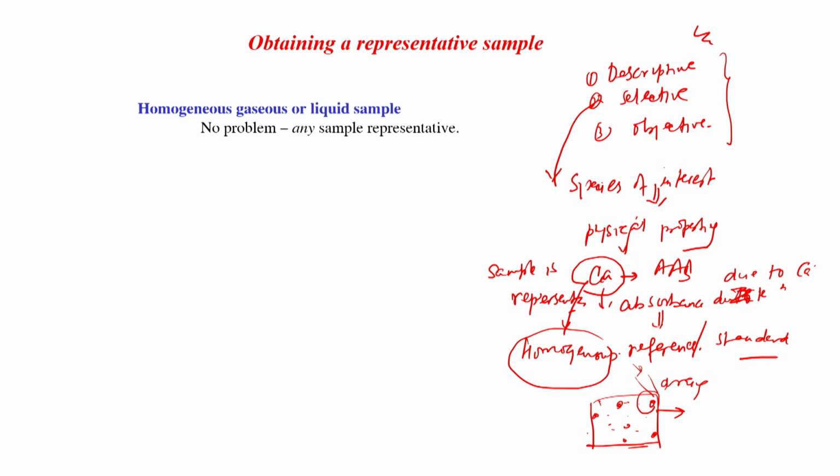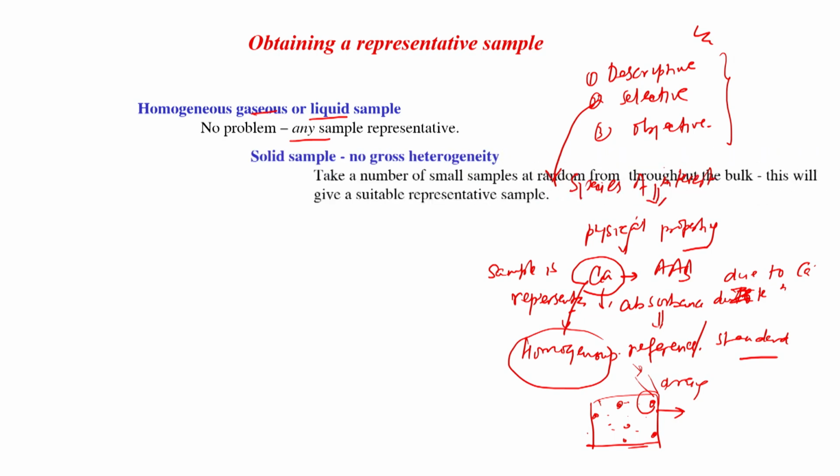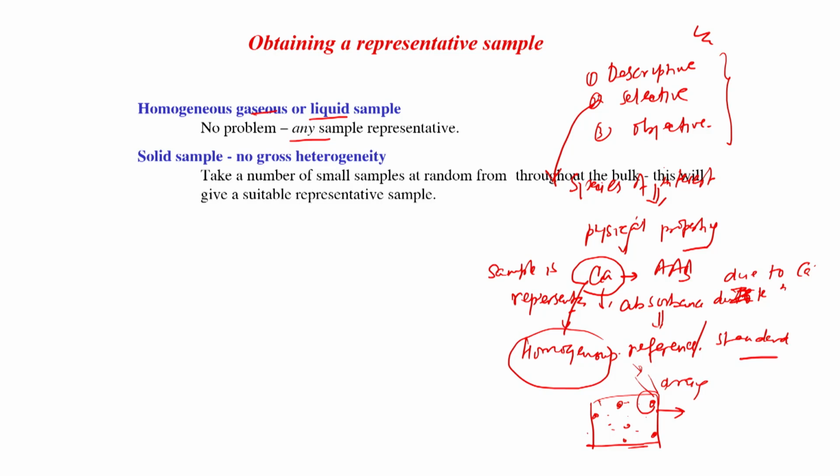Especially in the case of solids there is a problem, but in the case of gaseous and liquid samples there is no problem. Most of the time the sample is homogeneous. Of course, you have to ascertain that there are heterogeneous solutions as well. If you have a heterogeneous solution, you can't do anything. The solution I am talking about is homogeneous. So if it is in the gas form or in the liquid form, then the sample is representative, it is homogeneous.